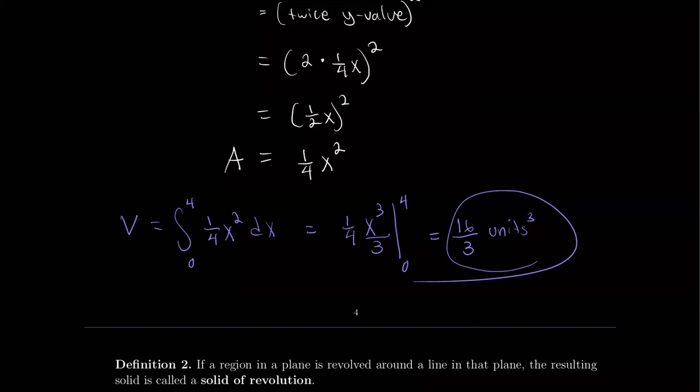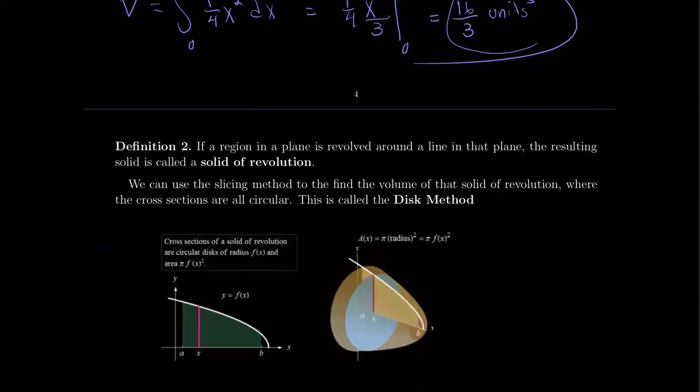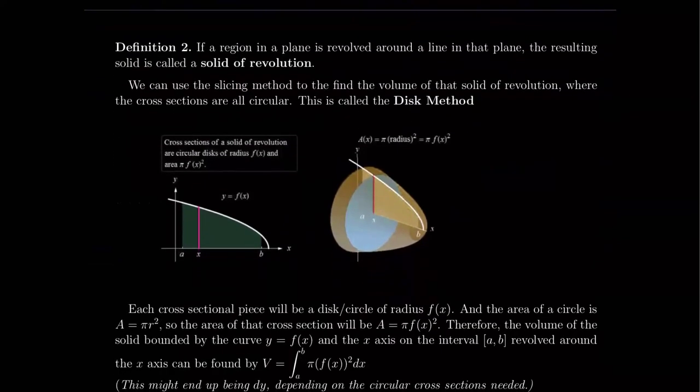Awesome. All right, so that was the slicing method. Now let's move on to another method of finding a volume. We're still finding volumes. All of section 2.2 is going to be about volumes, so we still are finding a whole bunch of volumes.